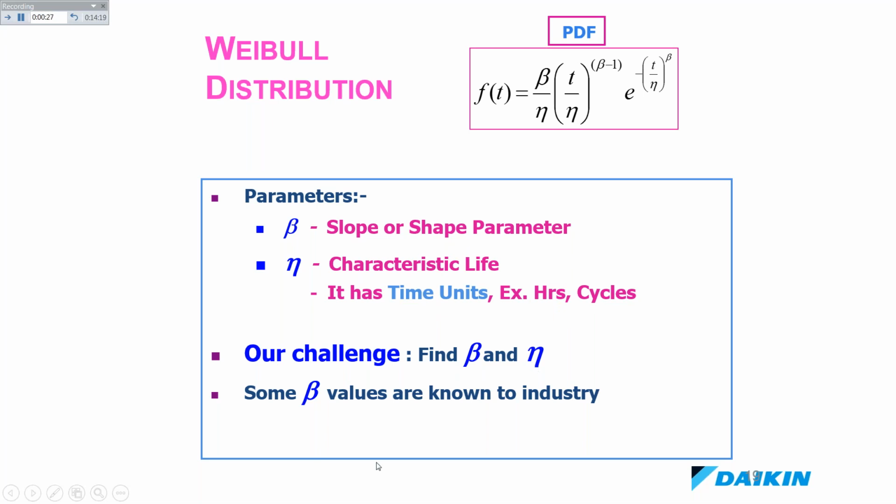Our challenge is to find what is beta and what is eta. In some industries, like for bearings, we know what beta is. It's normally falling within 1.5.